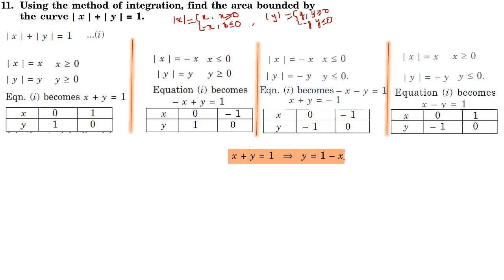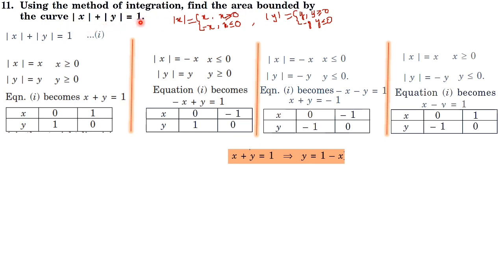Substitute as before, x and y 0. Then putting x as 0 means 0 minus y is equal to 1, so y is equal to minus 1. Then putting y as 0, x is equal to 1. So this is another set. Now we will be getting 4 straight lines. We are asked to find the area bounded by these.